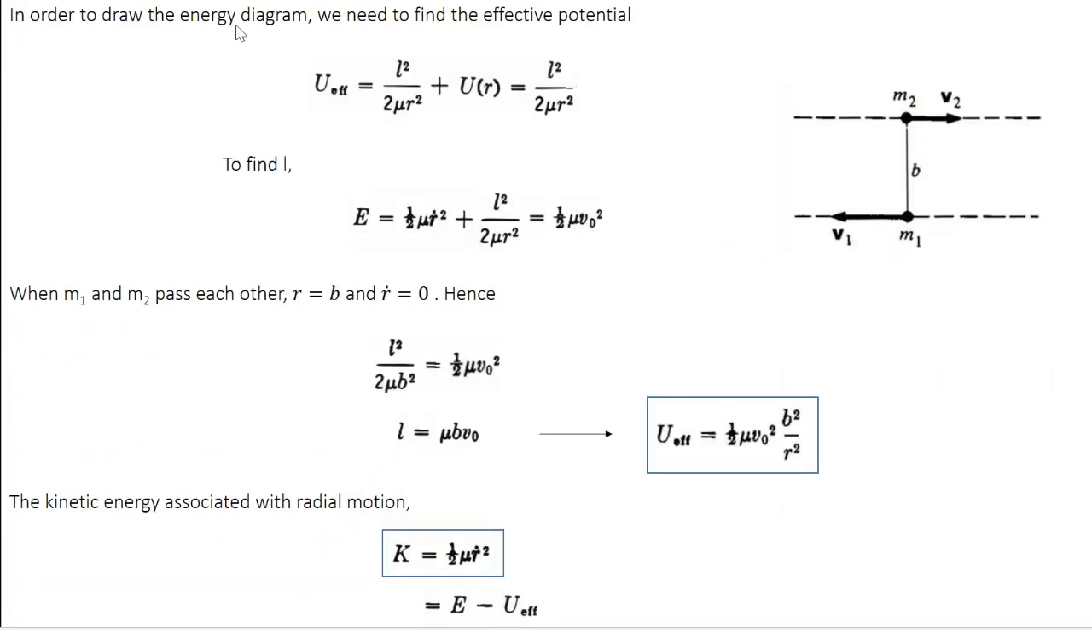Now, if you want to draw the energy diagram, we need to find the effective potential. And from our previous class, we know the expression for effective potential. U effective equal to L square by 2 mu R square plus U of R, where the first term represents the centrifugal potential. Since U of R equal to 0, U effective equal to L square by 2 mu R square. Now we need to find the value for L.